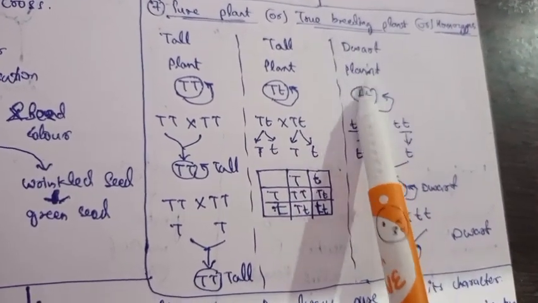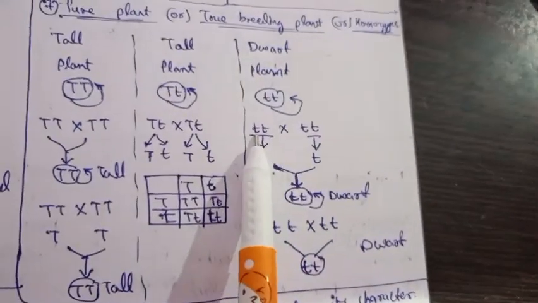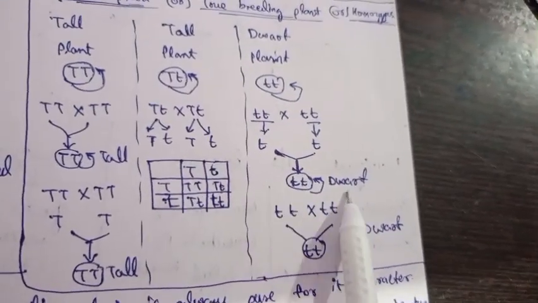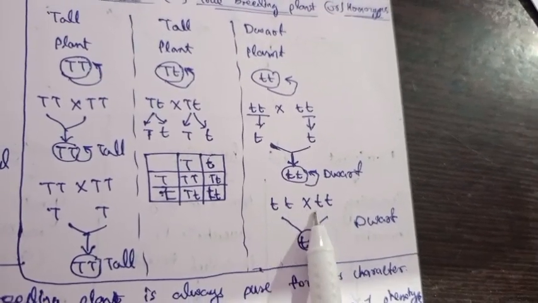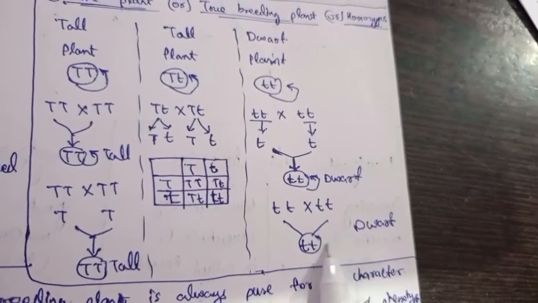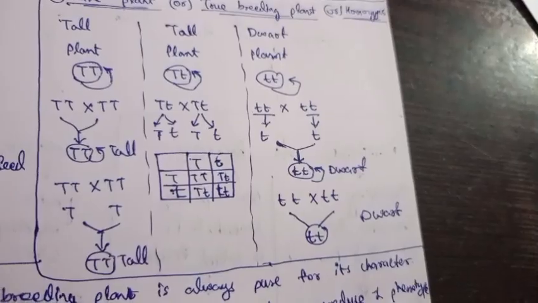Dwarf plant when self-pollinated: homozygous dwarf plant when self-pollinated, small t is formed. Small t when self-pollinated again forms a dwarf plant. Small t into small t gives small t, which is a homozygous dwarf plant.